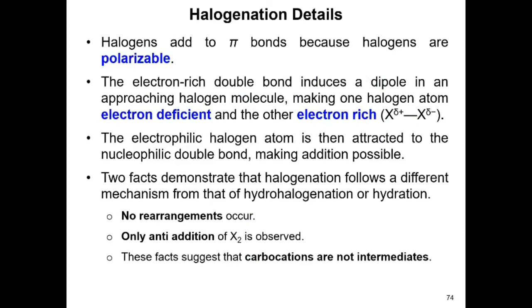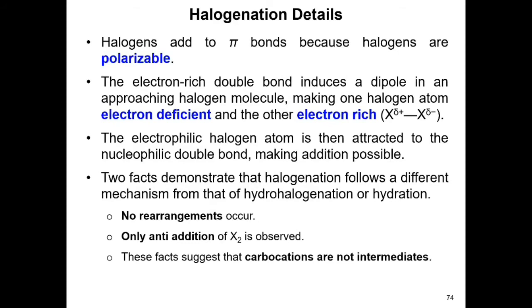So here are a few things that you should remember regarding halogenation reactions, which is the electrophilic addition of halogen atoms to an alkene. Halogens add to pi bonds because halogens are polarizable, which means that their electron cloud can easily be distorted. Another way to put this is the electron-rich double bond induces or creates a dipole in a halogen molecule. And so one of the halogen atoms will have a partial positive charge, and the other halogen atom will have a partial negative charge. So this is a temporary dipole that's induced by an electron-rich double bond. And so the electrophilic halogen atom is then attracted to the nucleophilic double bond, making electrophilic addition possible.